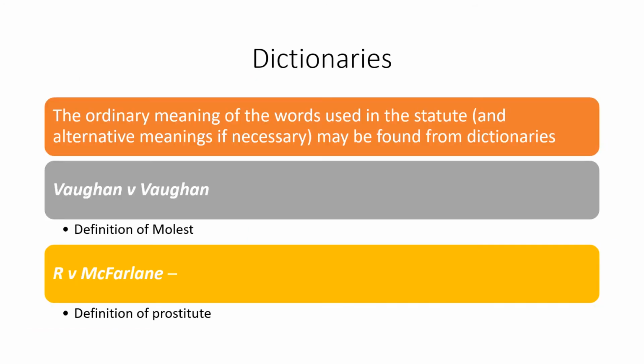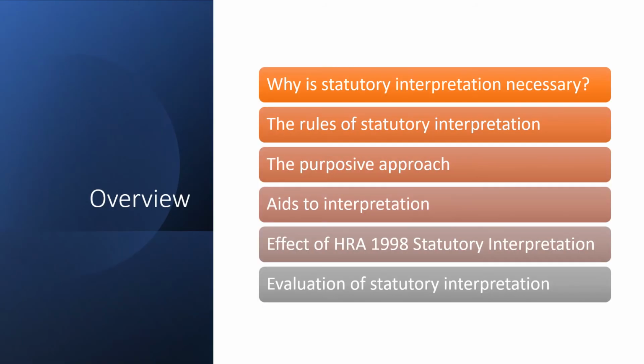We might also use dictionaries, and this seems obvious, but the ordinary meaning of the word, if we're using a literal rule, for example, may be found in dictionaries, but we need to make sure that we use one from the time of the Act. So the Town and Country Planning Act of 1847, you need to use a dictionary from 1847 to understand in Cheeseman, for example, what passenger meant. Now, two other examples: in Vaughan, they looked at what molest meant, and in Macfarlane, the definition of what a prostitute is. So those then are the aids to interpretation.